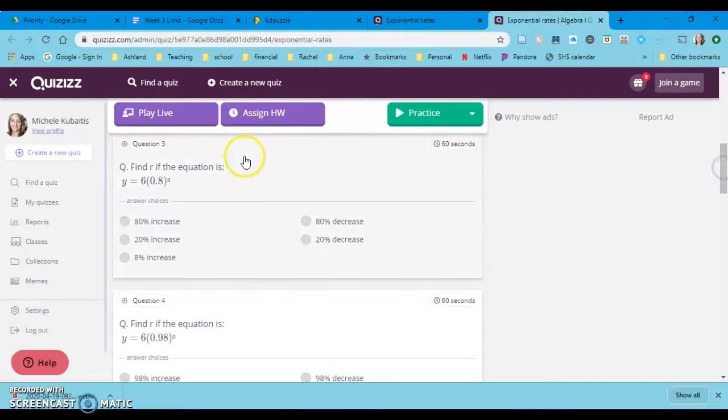Let's check out question 3 on here. It says find R if the equation is 6 times 0.8 raised to the n power. Now I know this is a decrease. This number I'm multiplying by is less than the number 1. So I know it's a decrease. Is it 80% or 20%? You might be inclined to think it's an 80% decrease, but let's have a look at the actual math.